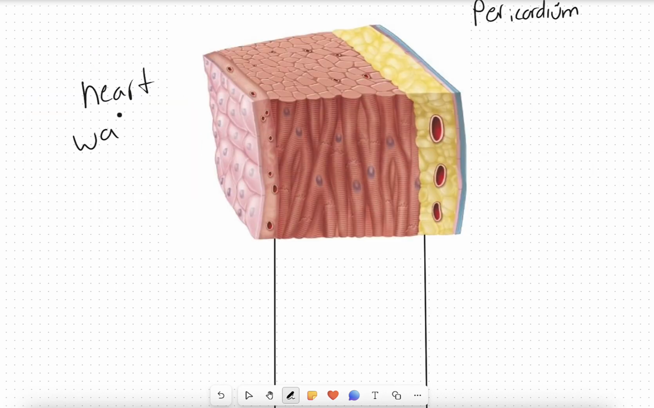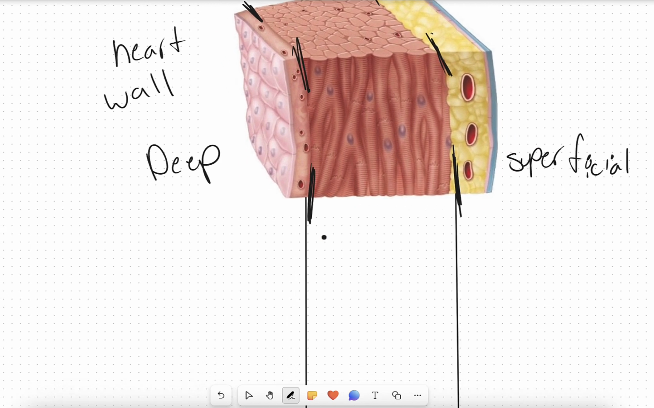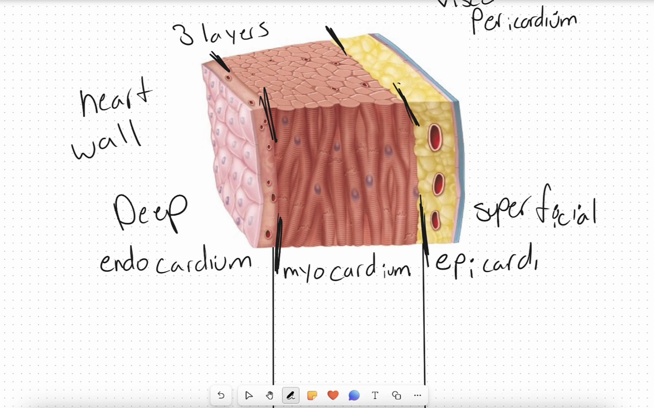Going even deeper, we start to see the heart wall. So this is a cross section that shows that the heart wall is divided into three distinct layers. The left side of the screen shows the deeper layers, while the right side of the screen shows the more superficial layers. The deepest layer is called the endocardium. This is on the inside of the heart. Then the middle layer is the myocardium, with the most superficial and outer layer of the heart wall being the epicardium.